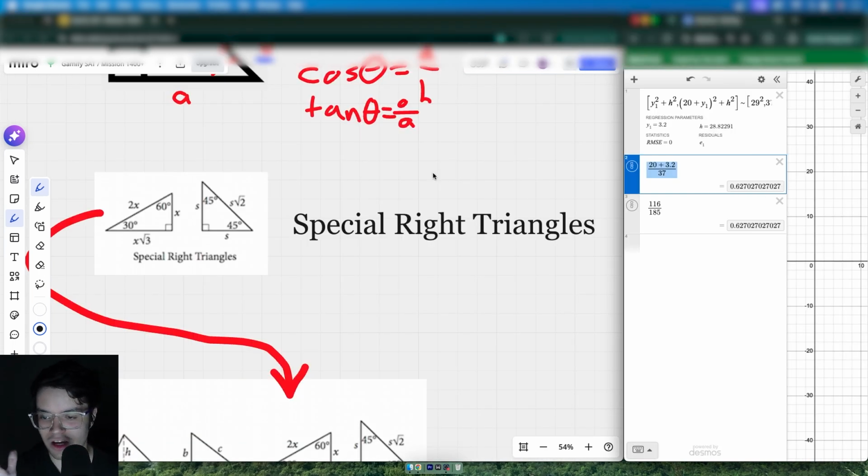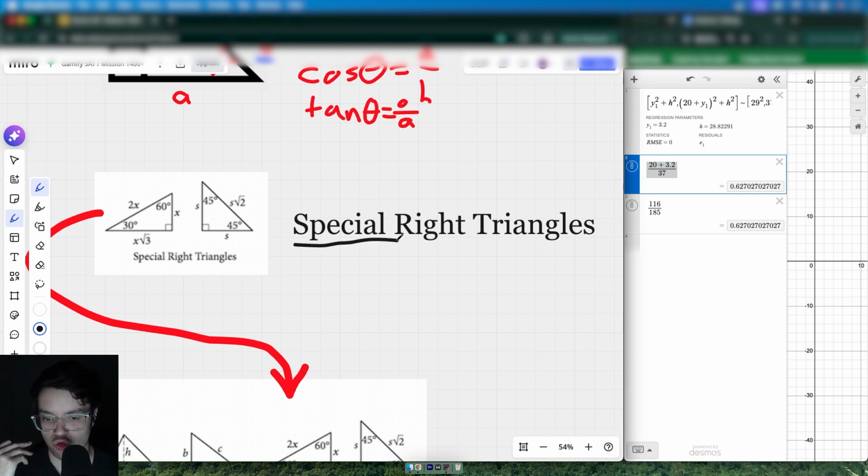Okay, so let's get to some stuff that actually makes a bit more sense. We have something in math known as special right triangles.